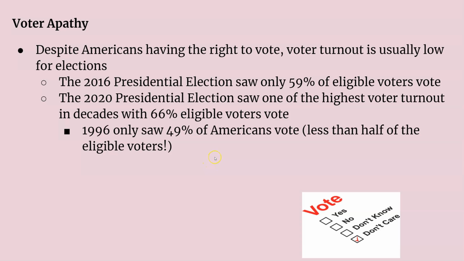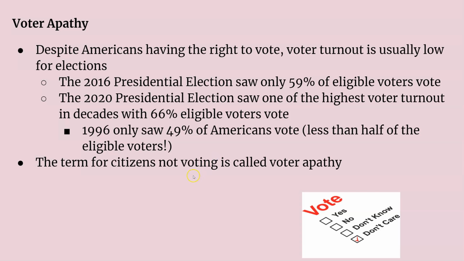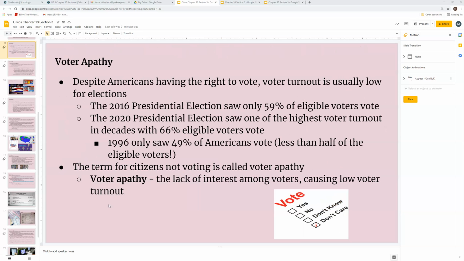1996 saw less than half of Americans vote. So the term for citizens not voting is called voter apathy. Voter apathy is the lack of interest among voters, causing that low voter turnout.